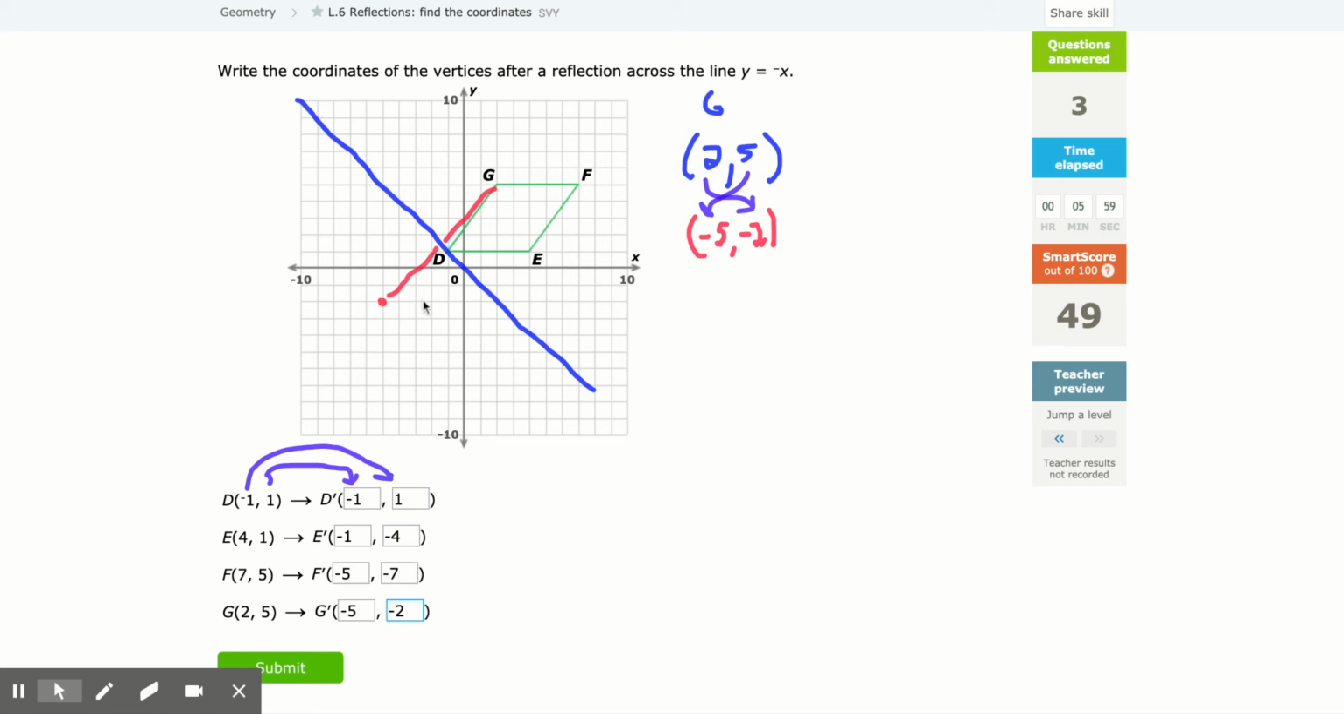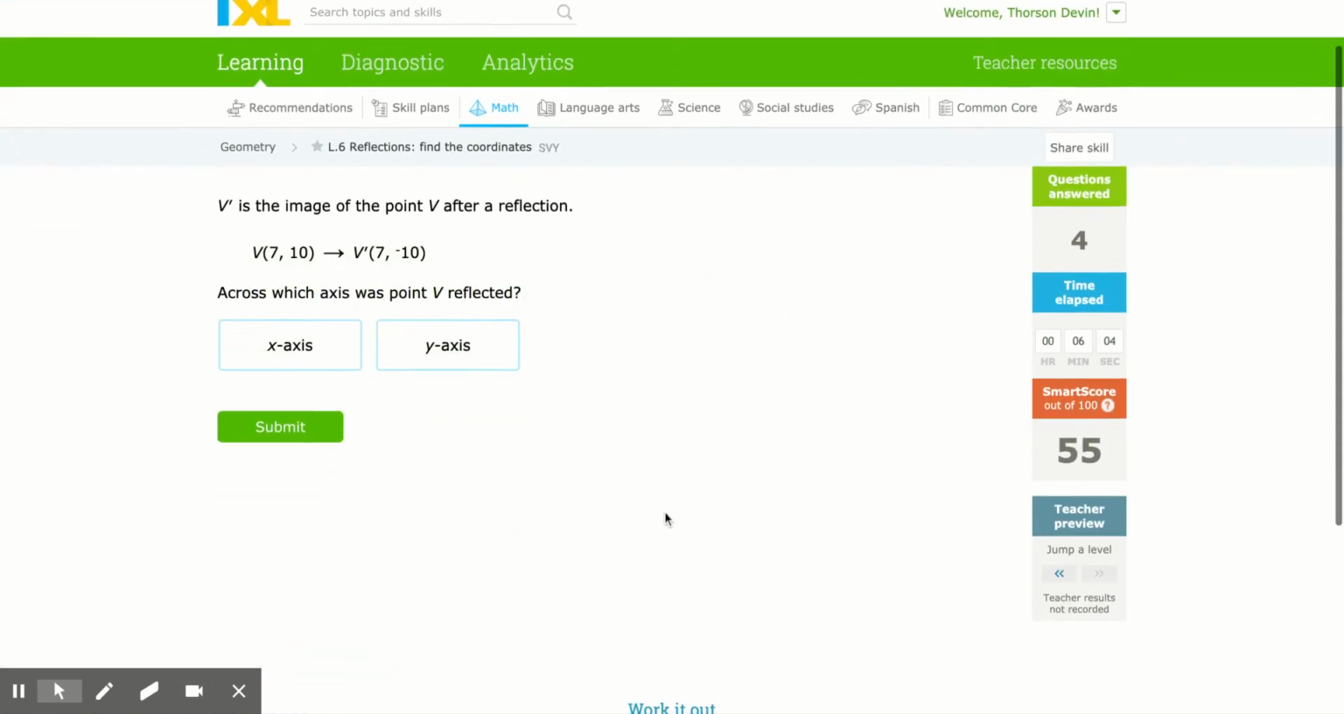If we were to have a diagonal line sloped this way, the rule would be different. Hopefully we can come across one of those.